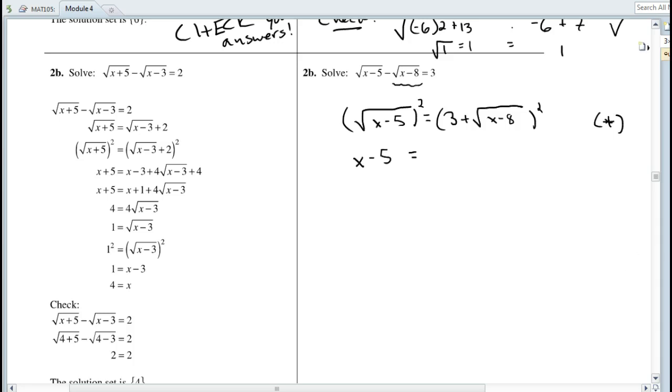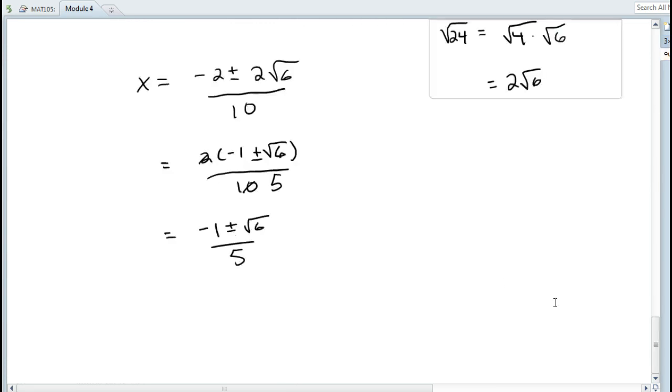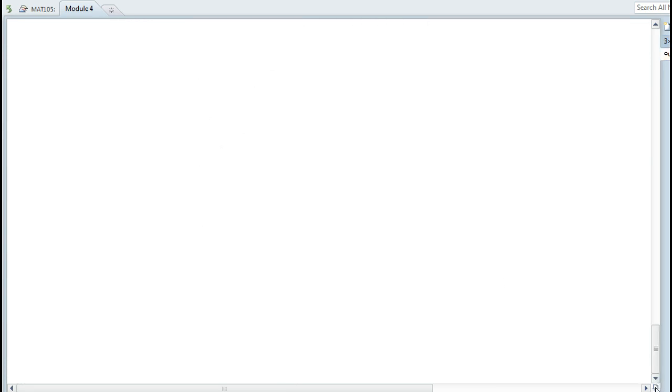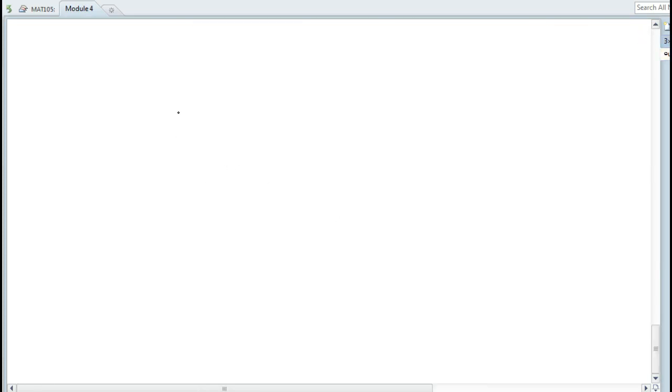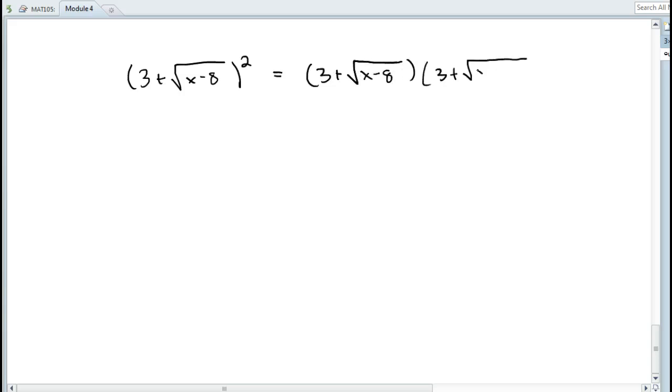So let's go down here and let's try to remember what we were looking at. We have 3 plus the square root of x minus 8 squared. So this is really equal to 3 plus the square root of x minus 8 times 3 plus the square root of x minus 8. And so now we need to FOIL this as if there are two terms. So consider 3 one term and the square root part another term.